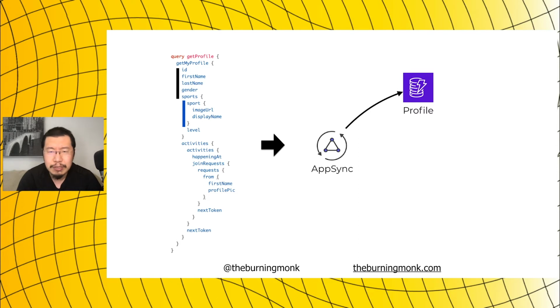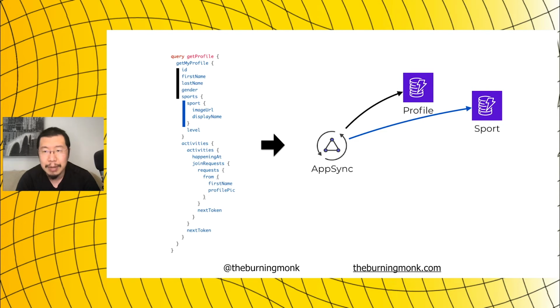But wait, the list of sports in my profile only contains the ID for each sport, because we want to be able to change, say, the display name or image URL for the sports, so we don't want to bake them into every user's profile. We're going to need to expand those into full objects and fetch the image URL and display name for each of the sports I'm interested in. Within GraphQL, that's called a nested resolver. In this case, AppSync can fetch that information from a different table, a sport table in DynamoDB.